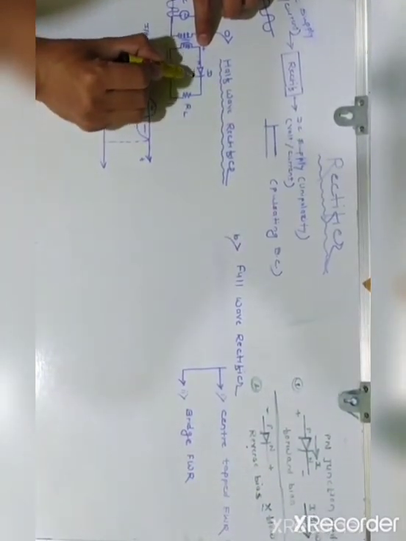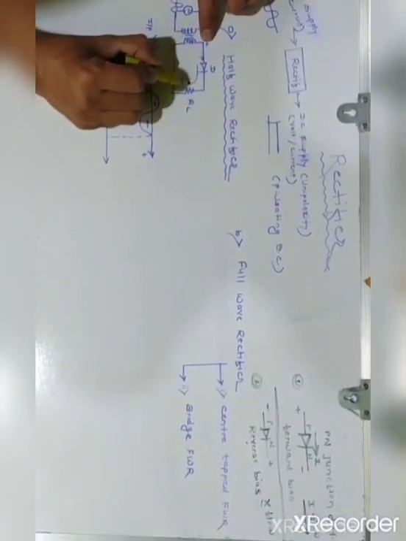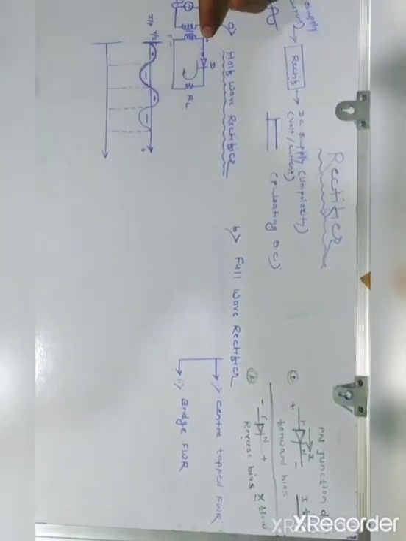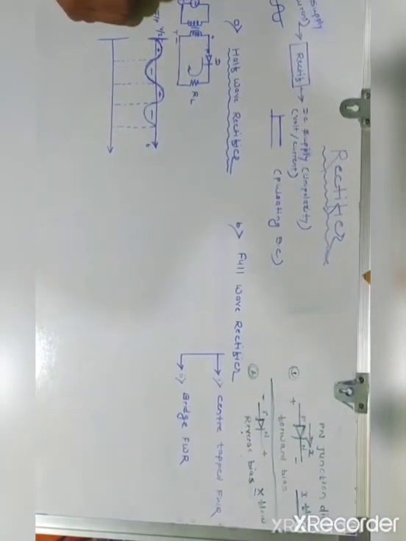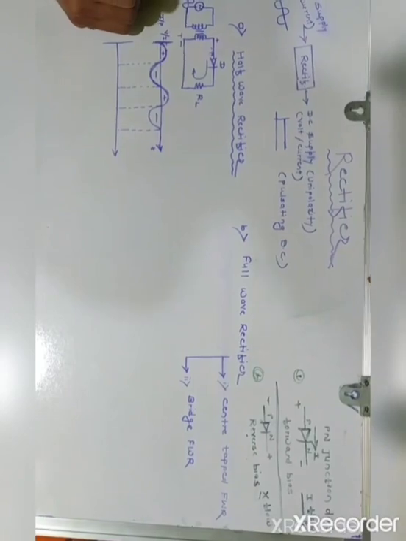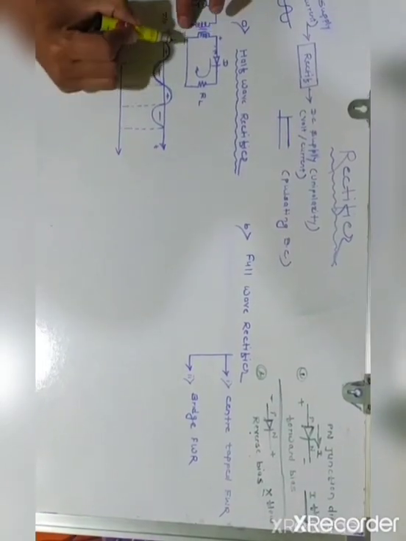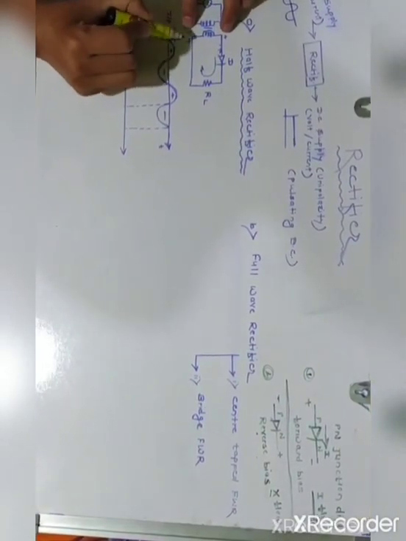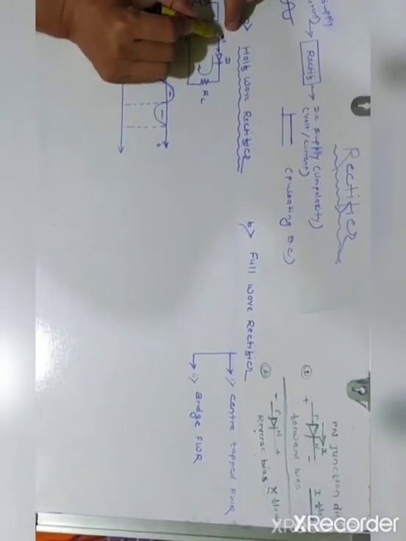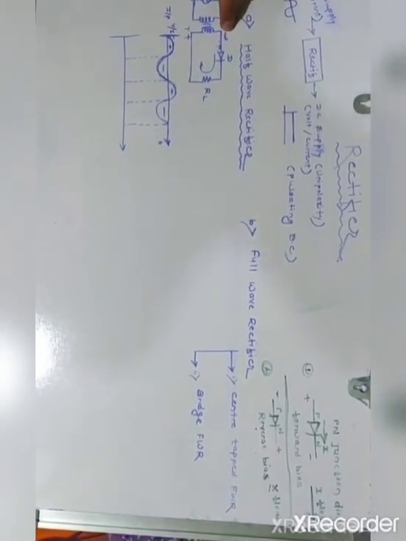And current will flow. The diode will conduct and current will flow through it, like this. Okay, now next, what happened? During the negative half cycle, the polarity will change. It becomes positive and it becomes negative. Means what? The diode is in reverse bias condition.